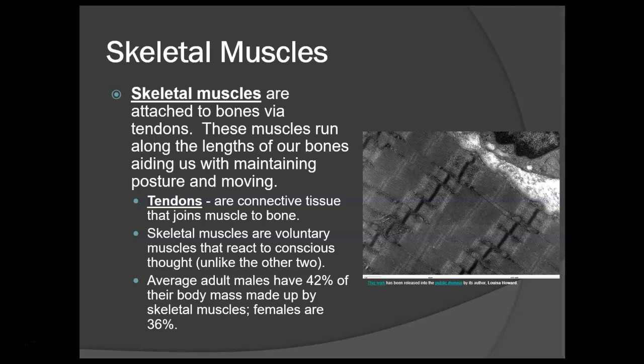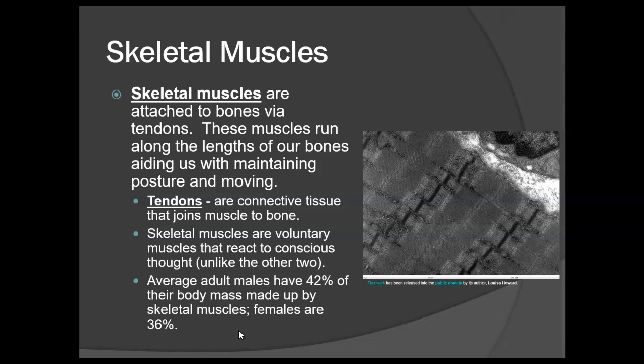Tendons are just a type of connective tissue, so they're not really a muscle at all. Skeletal muscles, here's one of your differences between the other two, is that they're voluntary muscles. You choose when you bend your arm. You choose when you move your mouth. And that's all done through conscious thought, whereas the other two are controlled automatically by certain parts of our brain without us thinking.